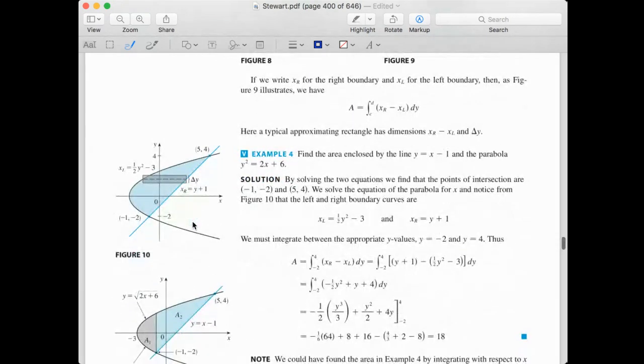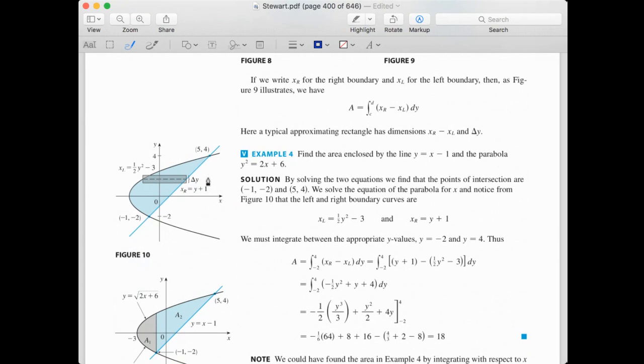Let's see this example. We want to find the area enclosed by those two functions. One function is a linear function, x minus 1, and the other is a parabola, y squared equals 2x plus 6. If we draw the picture, we get this. If we don't have the picture, what do we do?